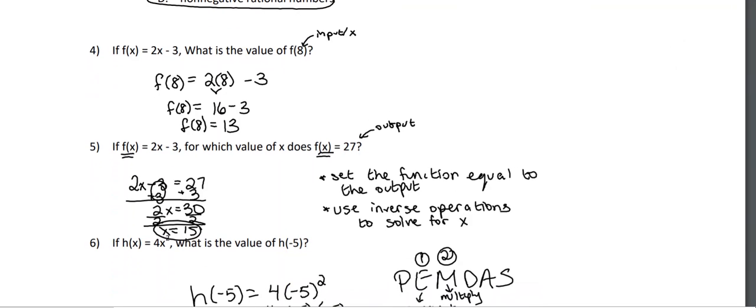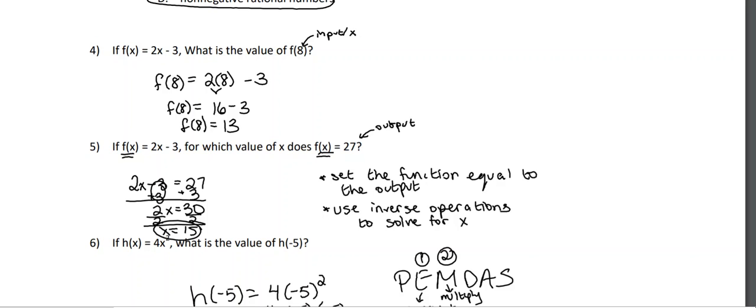If f(x) = 2x - 3, we're on question 4. What is the value of f(8)? So if the 8 is inside the parentheses instead of x, that means the input of this function, the x value of this function, is 8. So we take the equation, 2x - 3, and we rewrite the equation with 8 for x, and then we evaluate it. 2 multiplied by 8 is 16, minus 3 is 13, and 13 is the answer.